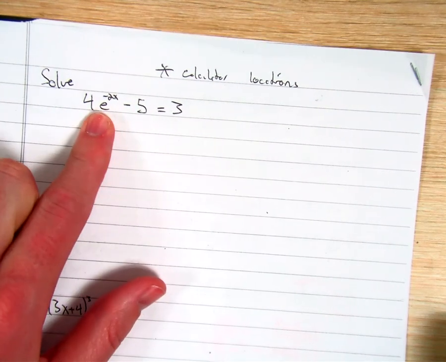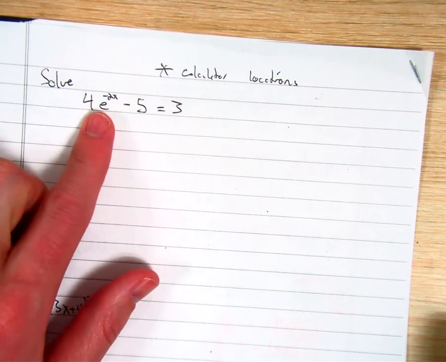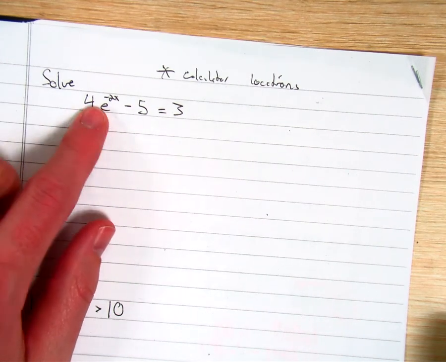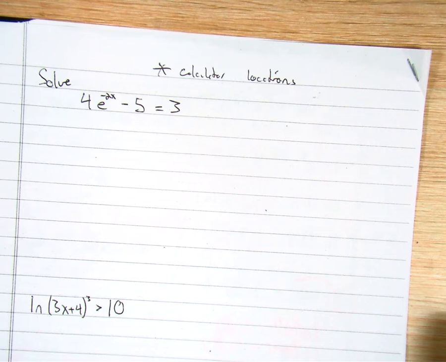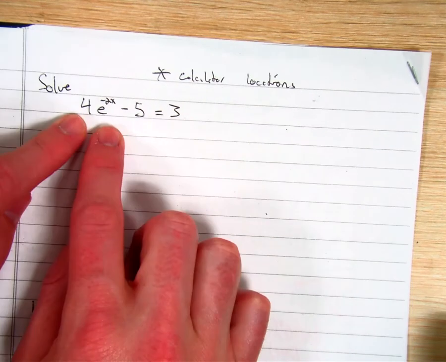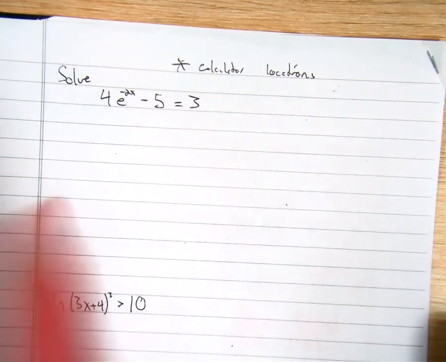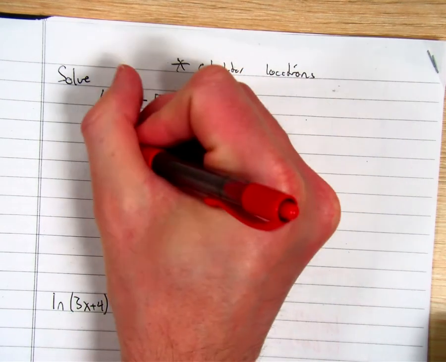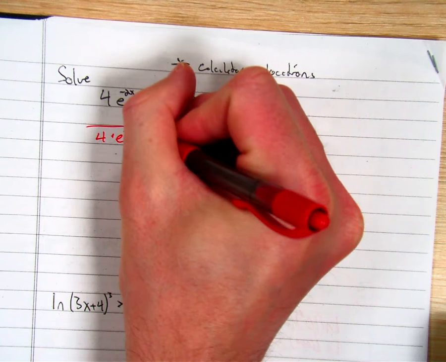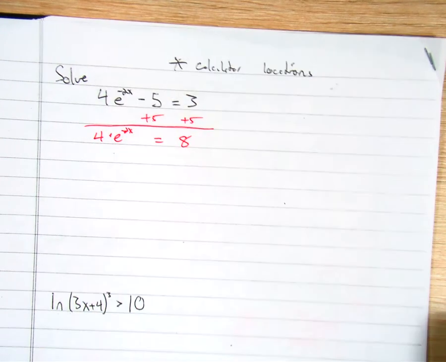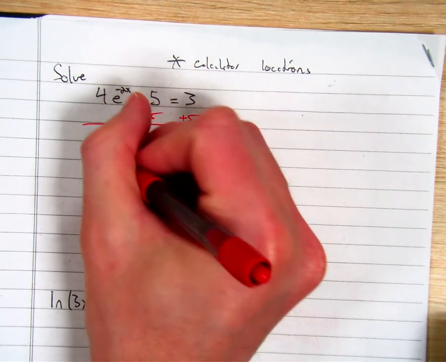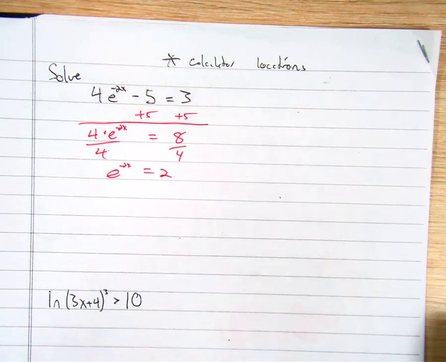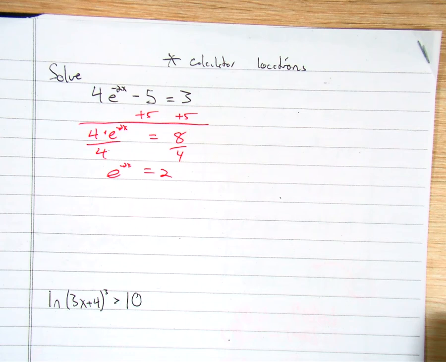Alright, we're trying to solve for x. It's in the exponent of an e, so I'm already thinking natural log. But before we do that, we have to get the e part by itself. We can't just natural log everything. We want to get the e part by itself first. So we're going to add 5. Next step, we're going to divide by the 4. Alright, and now I have that e part by itself.